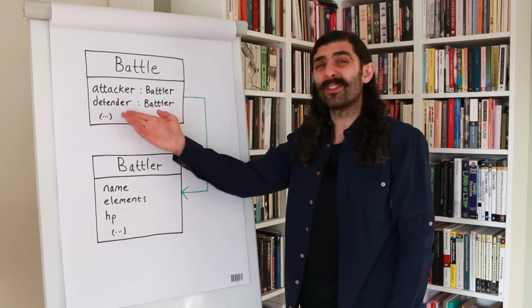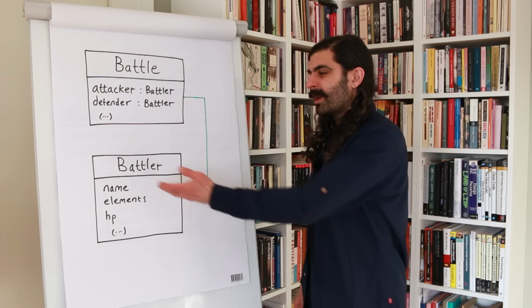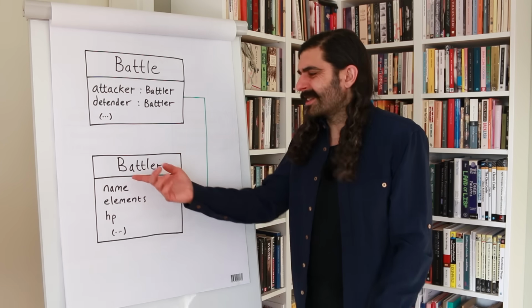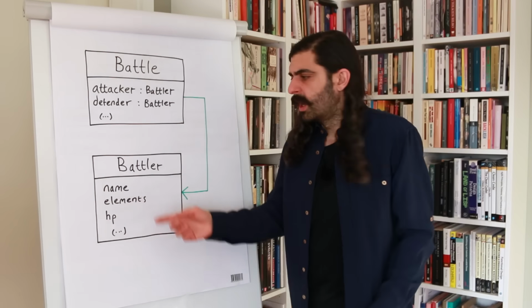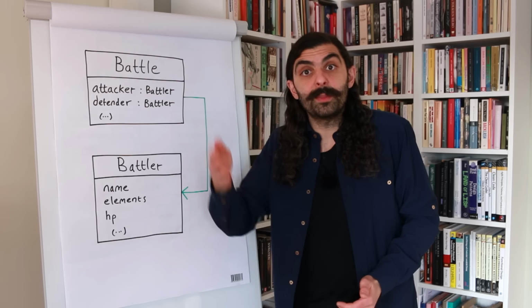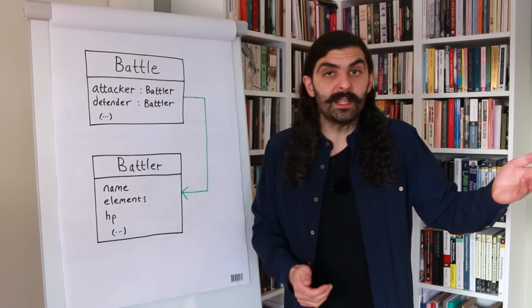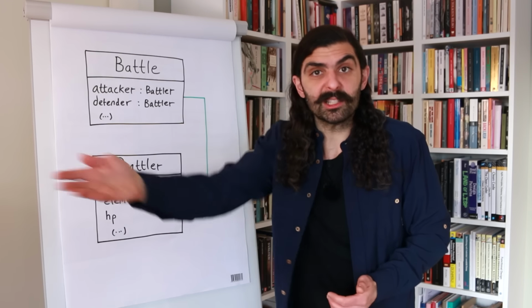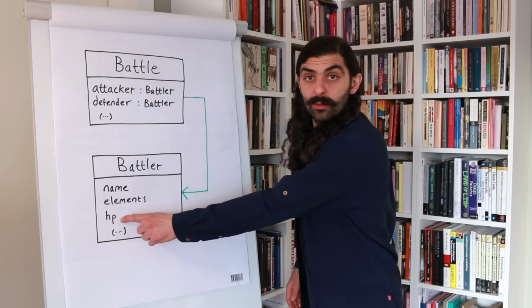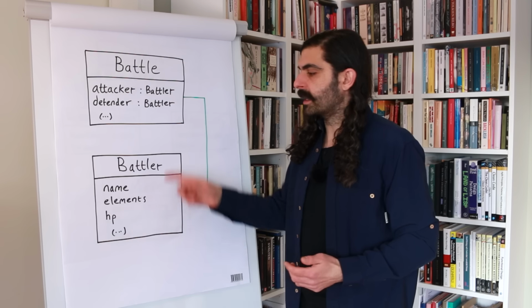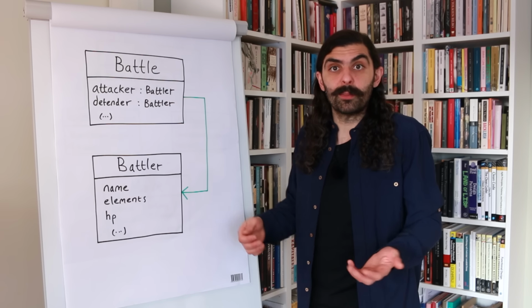There's probably a bunch of other stuff here in the battle. And what about the Battler, right? The Battler at least has a name, right? It's like Pikachu, and it has some elements, right? So Pikachu would be electric, and Charmander would be a fire Pokemon, and Bulbasaur would be a grass Pokemon, and so forth, right? And then that Battler also has some HP, some health. And in the game Pokemon, if they run out of health, then that Pokemon faints.